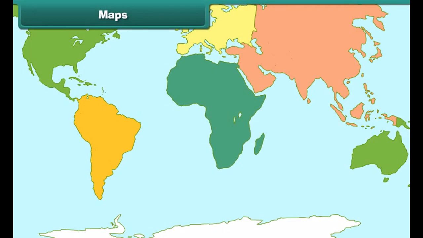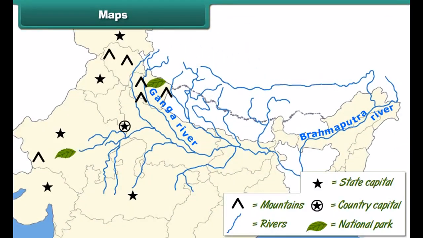Maps. A map represents some portion or all of Earth's surface diagrammatically. It shows countries of the world, their capitals, cities and towns. It also shows the various landforms and water bodies on Earth. Maps use pictures or signs to denote rivers, mountains, etc. Such pictures and signs are known as symbols.